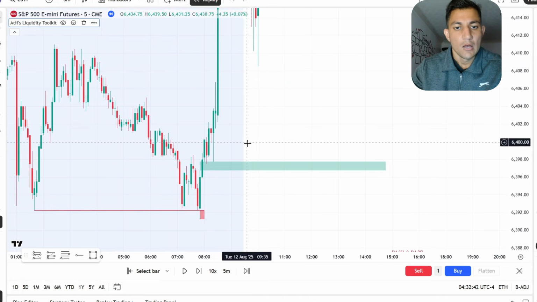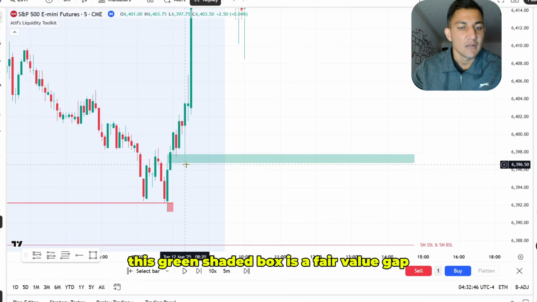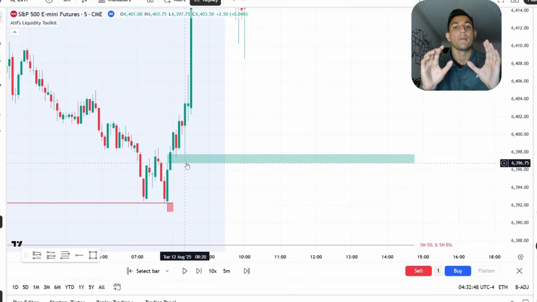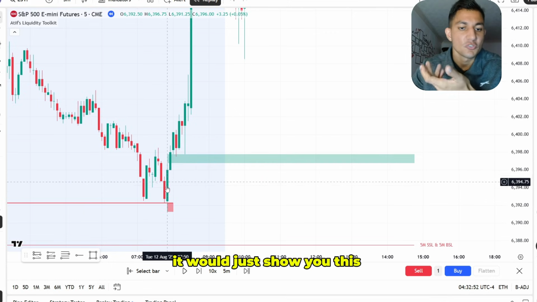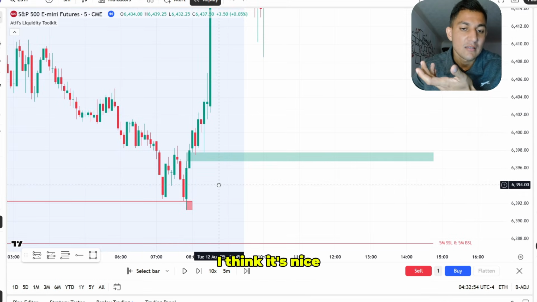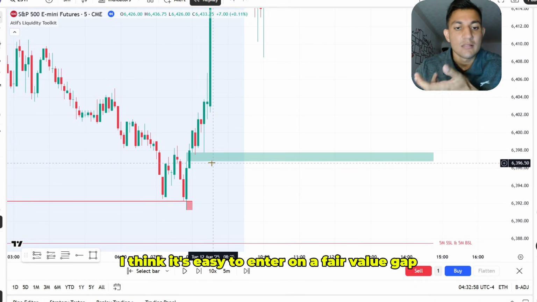And obviously, I say obviously, right? This green shaded box is a fair value gap. Do you know how we enabled bullish fair value gap sweeps? If you did not enable that, it would just show you this. I think it's nice just to have the fair value gap. I think it's easy to enter on a fair value gap.